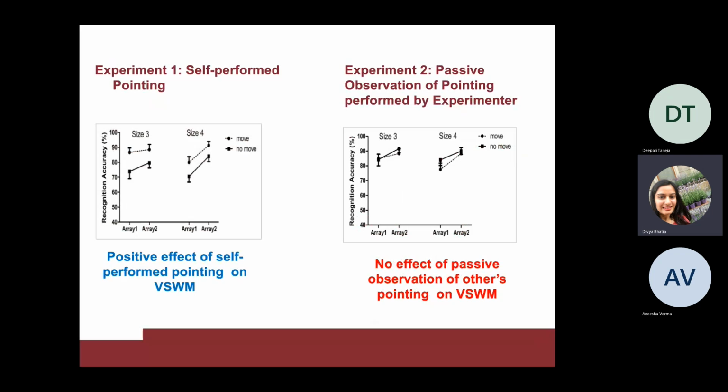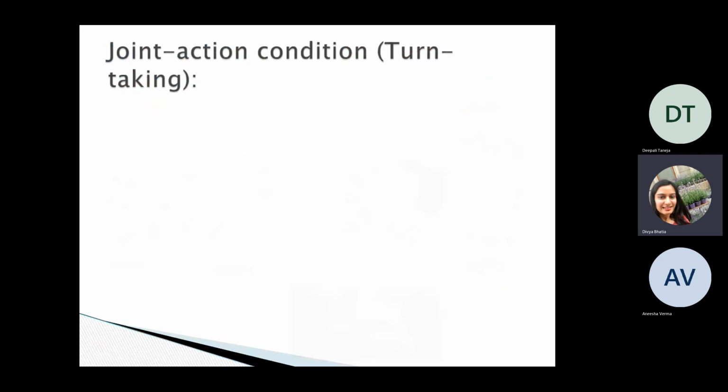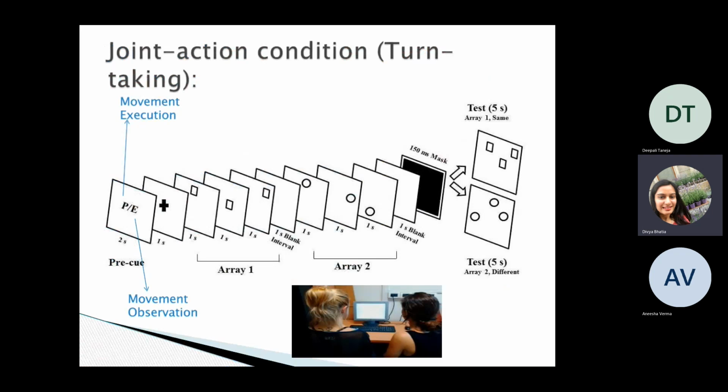So we came up with some ideas inspired by the joint action research, and we created a joint action paradigm. We revised our paradigm a little bit. The major paradigm stays the same. The only difference was here. Now at the beginning of the trial, a cue appears, which can be P or E. P stands for the participant, E stands for the experimenter.